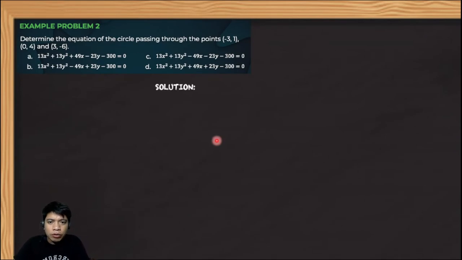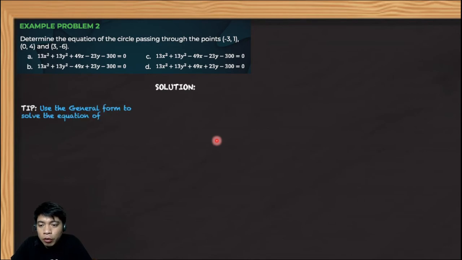Okay, so take note, guys, tip lang. Kapag magsosolve ka ng equation ng circle, tapos given yung tatlong points na nadadaanan ng circle, use the general form ng equation ng circle. So again, tip, use the general form to solve for the equation of the circle passing through 3 points.